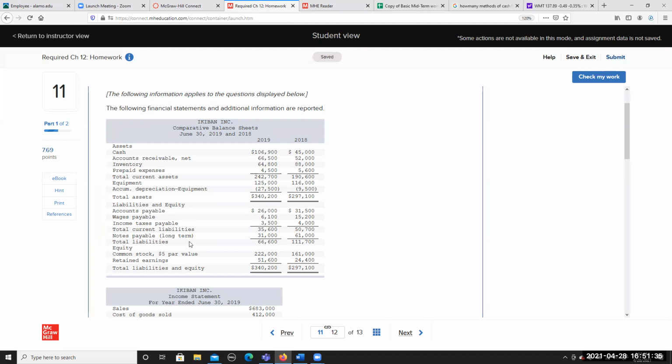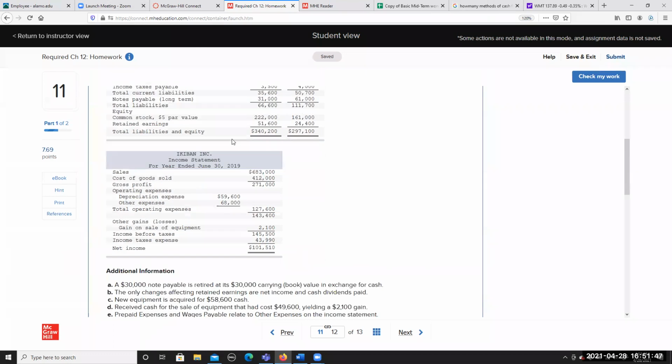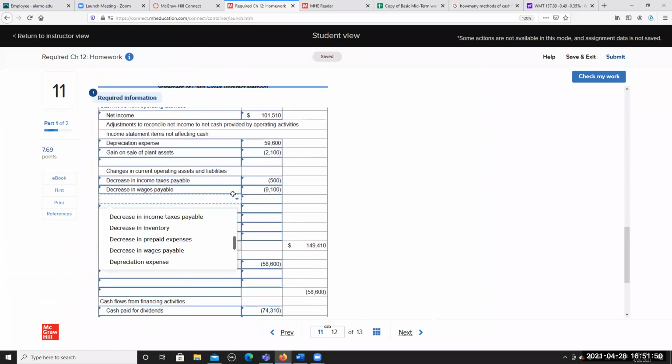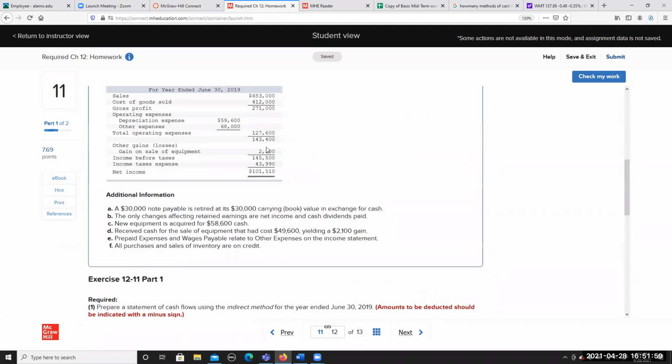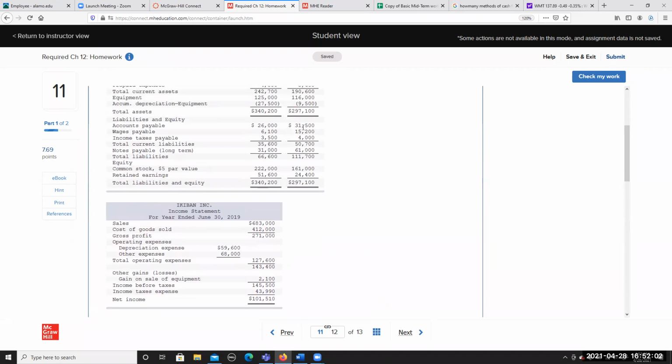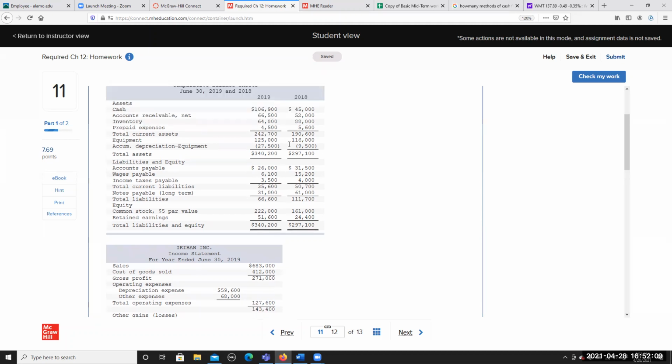The accounts payable, 31.5 minus 26,000. They went down. Decrease in accounts payable, minus 5,500. So cash goes down because all your liabilities went down. Every liability went down. 31 to 26, 15 to 6, 4 to 3. 50,000, you're only at 35. It's all cash being used there.